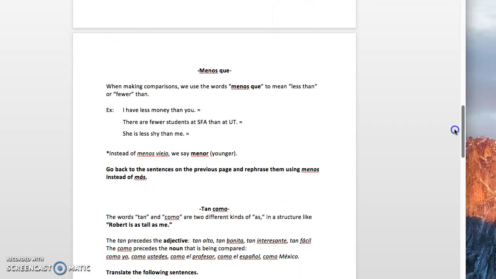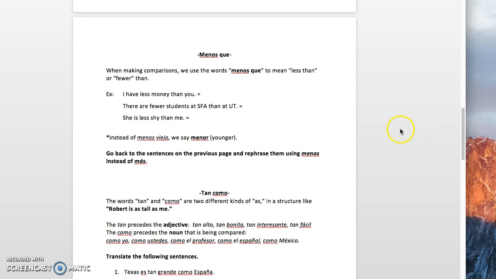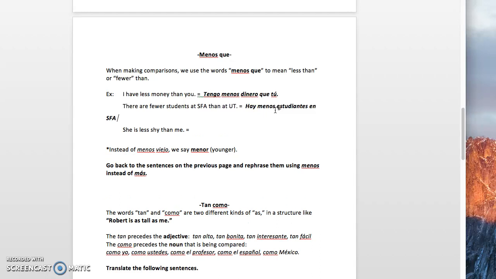Menos que is pretty much the same concept, but instead of más, we use menos to mean less than or fewer than. So I have less money than you. Yo tengo, or simply tengo, menos dinero que tú. There are fewer students at SFA than at UT. Hay menos estudiantes en SFA que en UT.